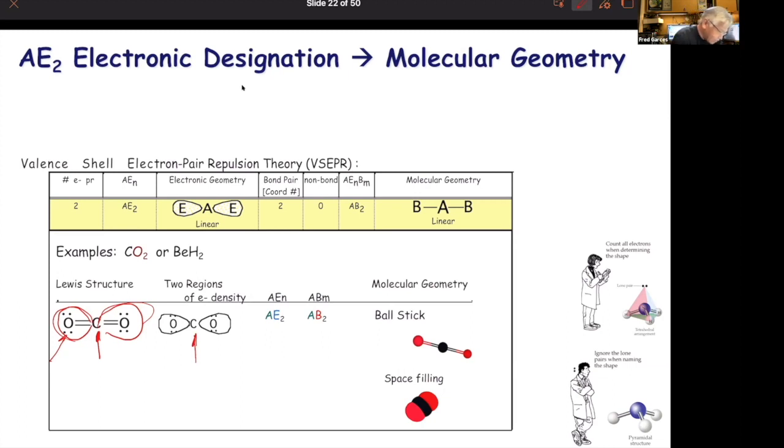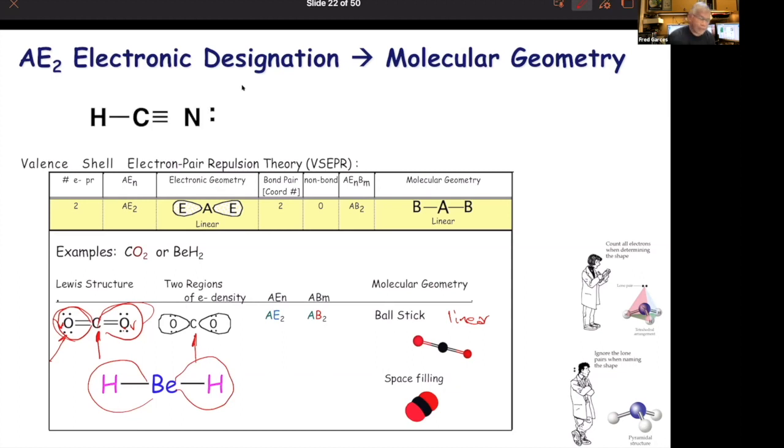And at the end of these 2 are atoms. Your molecular geometry is also linear. This is also linear, your molecular geometry. Okay. Another example is BeH2. 2 regions of electron density, linear electronic geometry, linear molecular geometry.